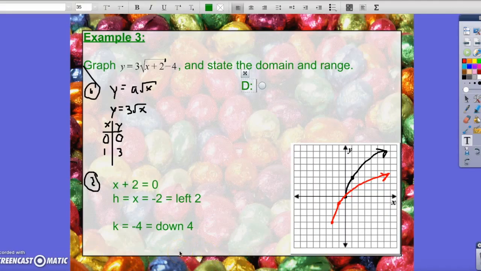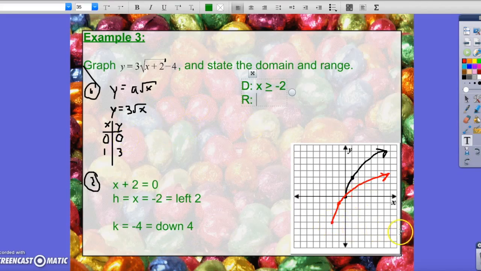So once again with the domain, if we take a look here, it starts actually with our h. We start here at -2, which is -2 from there, and we go to the right. To the right is greater than or equal to. So x greater than or equal to -2.